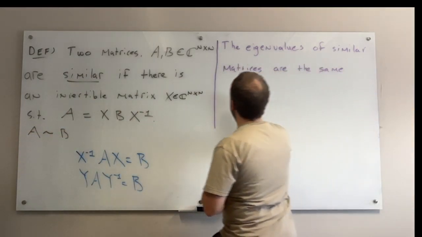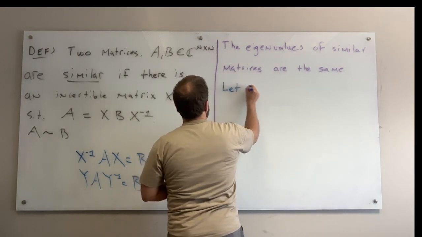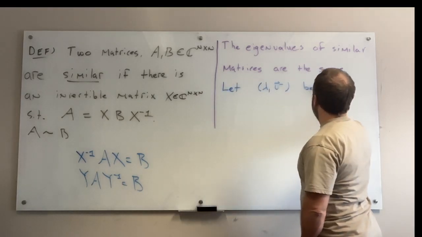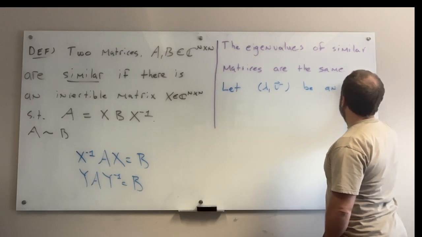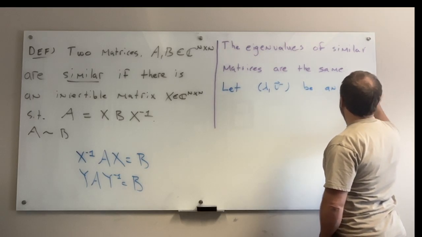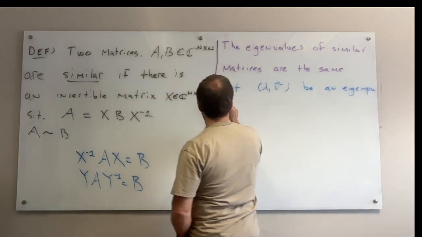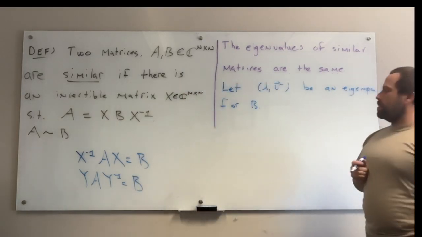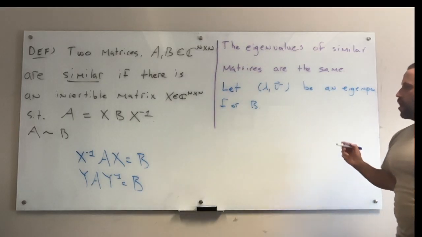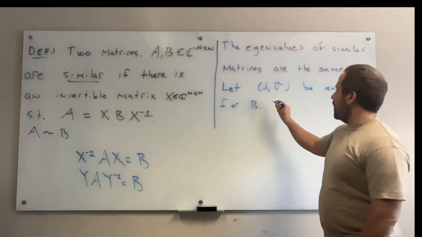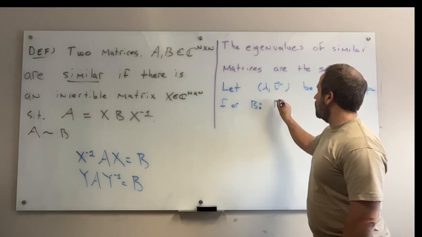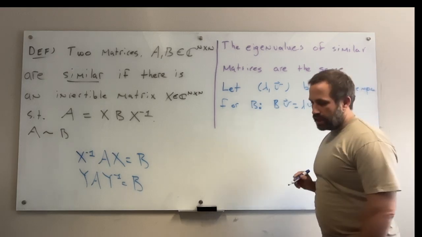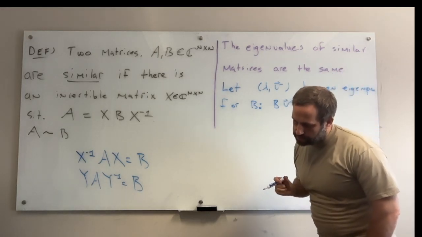Okay, so let lambda and V be an eigenpair for B. Again, what this means, by definition, is B times V is equal to lambda times V.